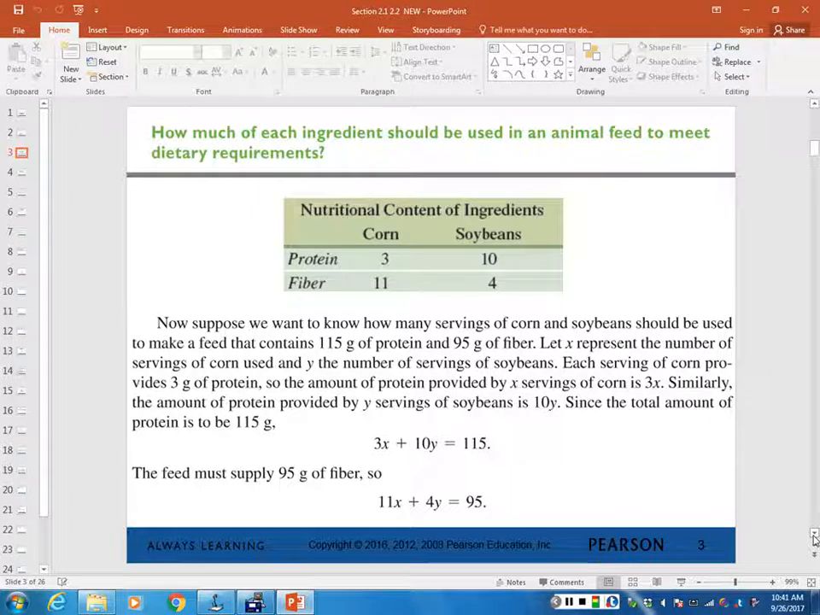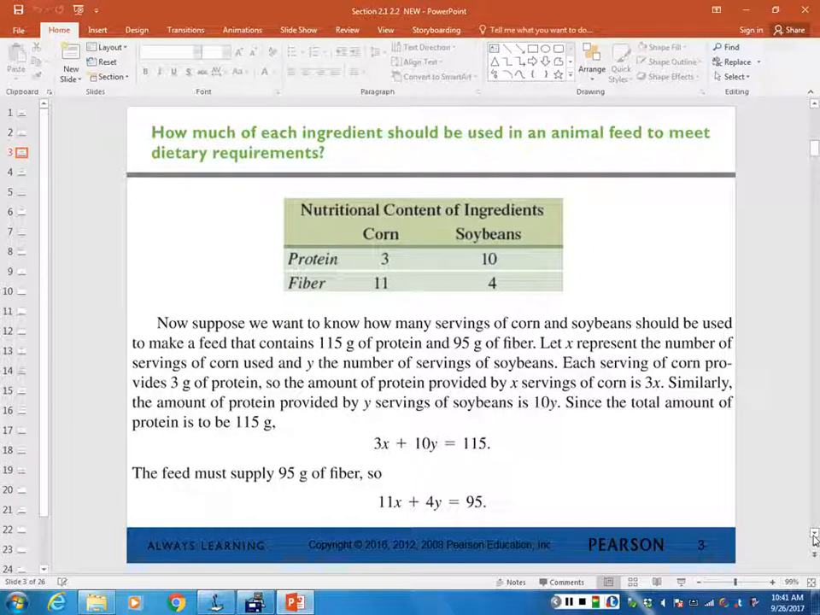The food also has to supply 95 grams of fiber. And since corn supplies 11 grams of fiber per serving, and soybeans provide 4 grams per serving, then the fiber equation that we're going to have is 11x plus 4y equals 95. 11 servings of corn plus 4 servings of soybeans needs to total up to that 95 grams of fiber that we're required to have.